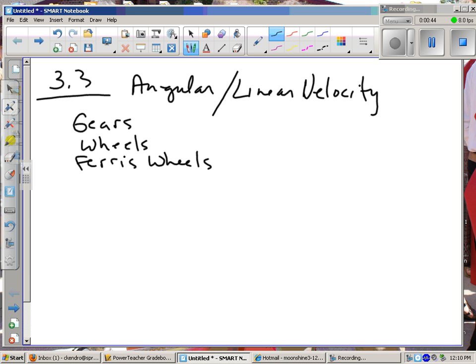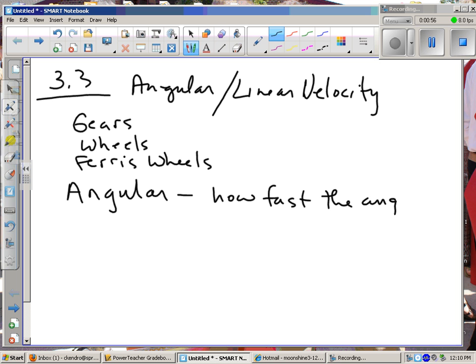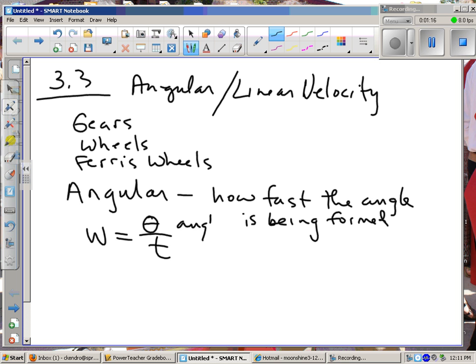So, the first one we're going to talk about is angular. Angular velocity is basically how fast the angle is being formed. So the formula is w for angular velocity equals the angle divided by the amount of time. So this is the angle, theta, and of course t is the time it takes to make that angle.